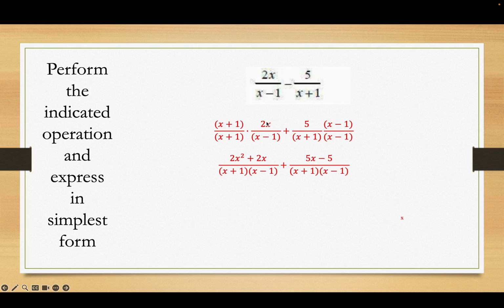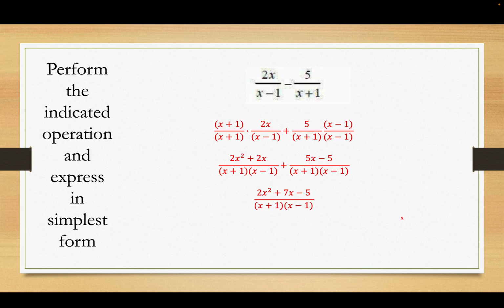So I distribute the 2x to the x plus 1. I get 2x squared plus 2x over my common denominator, plus distributing the 5x minus 5 over my common denominator. And the last step is to combine like terms in the numerator. And I get 2x squared plus 7x minus 5 over x plus 1, x minus 5.